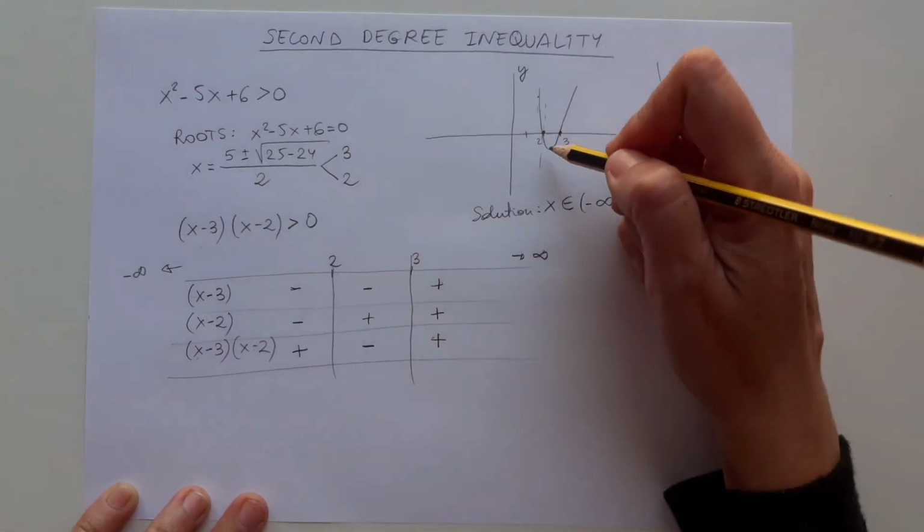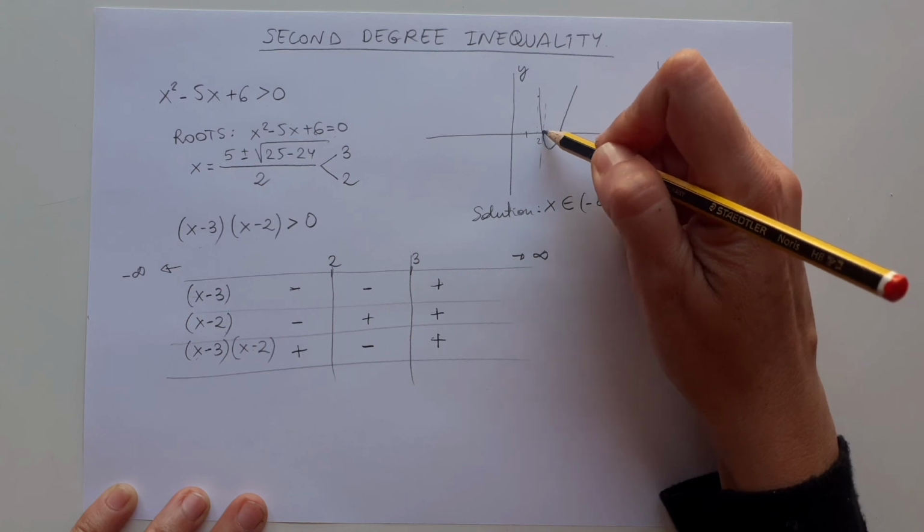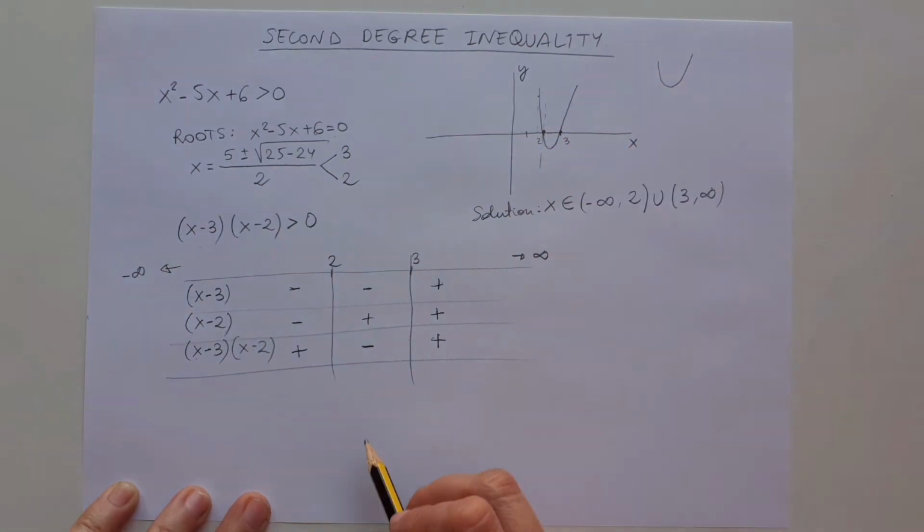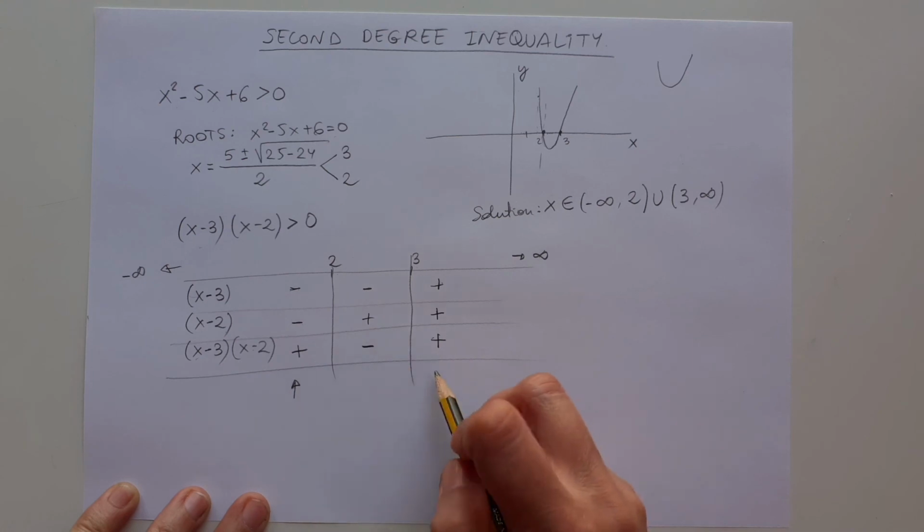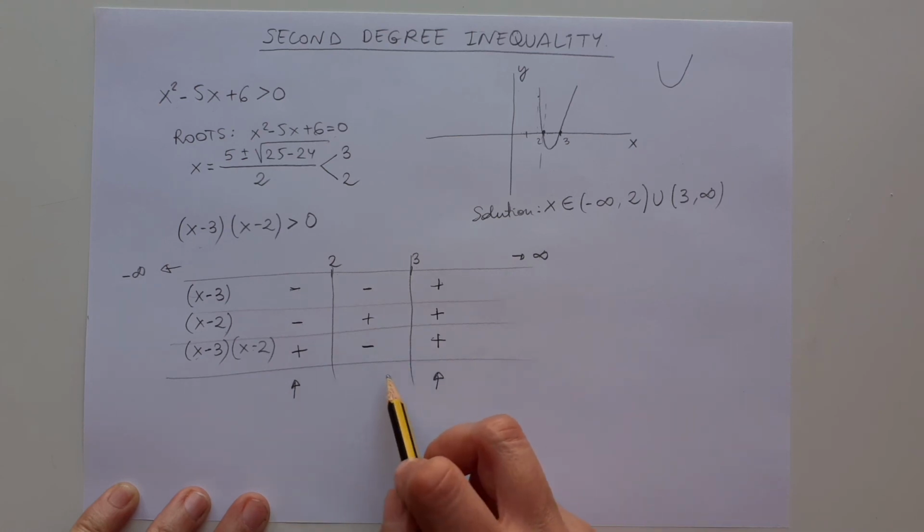This is what we predicted in our graph. Look, between 2 and 3, downwards, so negative values, and here positive and positive. So my solution is in this interval plus this interval. We can write it as we did before.